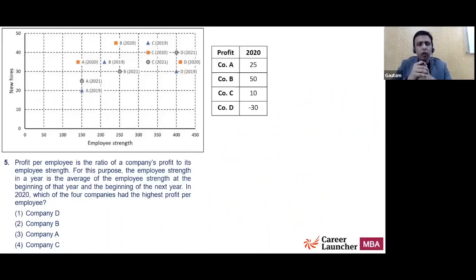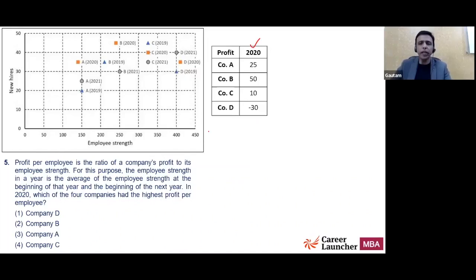Fifth question was talking about profit per employee, which is a ratio of a company's profit to its employee strength. And for this purpose, employee strength is the average of the strength at the beginning and at the end of the year. Now, because they were talking about 2020, we had to use both the charts where we were talking about profit as well as the employee strength. We have already calculated the profit for all of the 3 years, so I'm using that chart again.